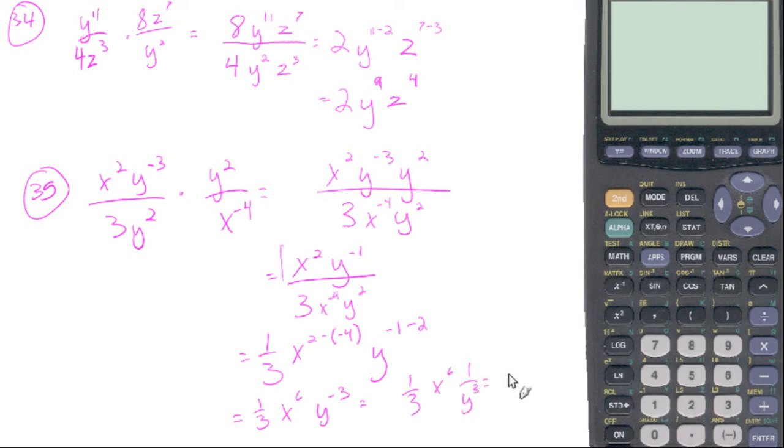And this looks messy. Why don't we just have it as one single fraction? So we could write this as over 1 if we wanted to. So we have x to the 6th over 3y to the 3rd. Okay, so there you go. Applying those properties.